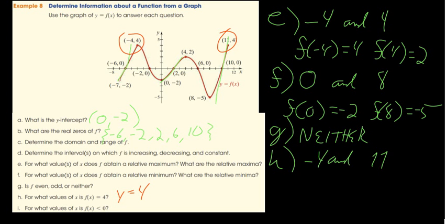All right, and then I. What values of x is f of x less than 0? Okay, so for what values of x are we less than 0? So this is going to be an interval here. Okay. So it reads, for what values of x is f of x less than 0.